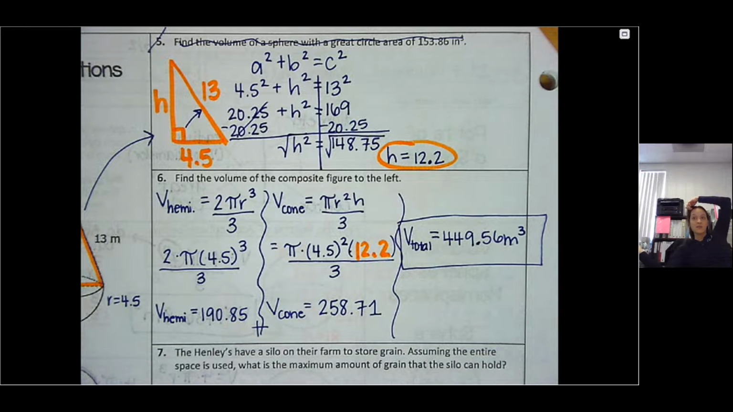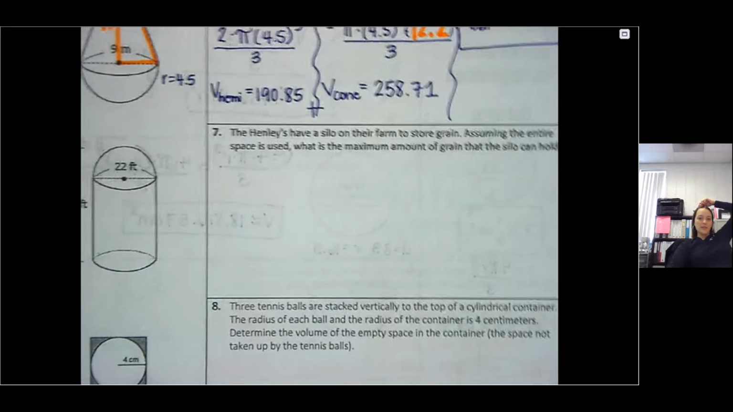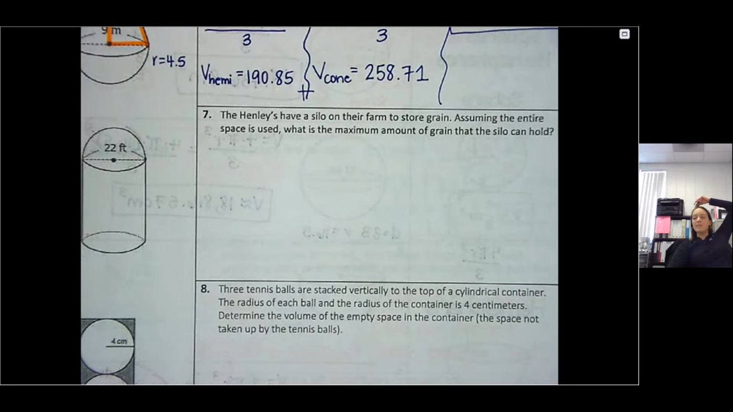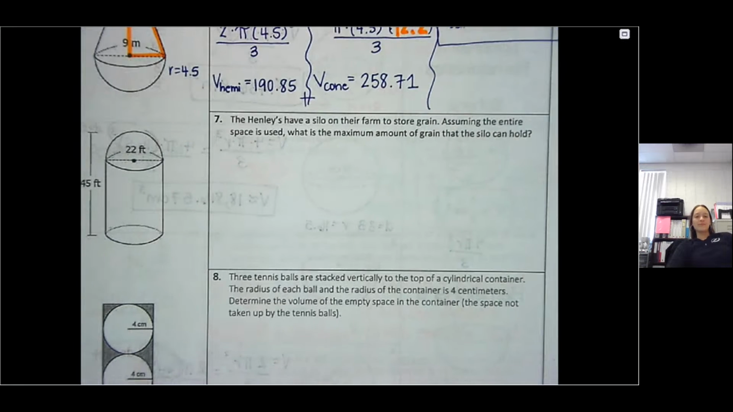You ready to go on? Ready, Rommel? Why would number 7 be confusing? All right, let's do 7. Let's bounce on through. We're going to finish them up. Number 7. The Henleys, go for it.